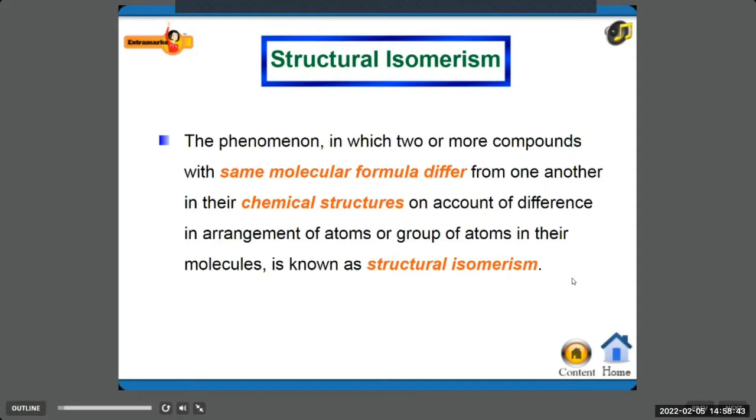Let us start with the structural isomerism. The phenomenon in which two or more compounds with same molecular formula differ from one another in their chemical structures due to the different arrangement of atoms or group of atoms in their molecules is known as structural isomerism.